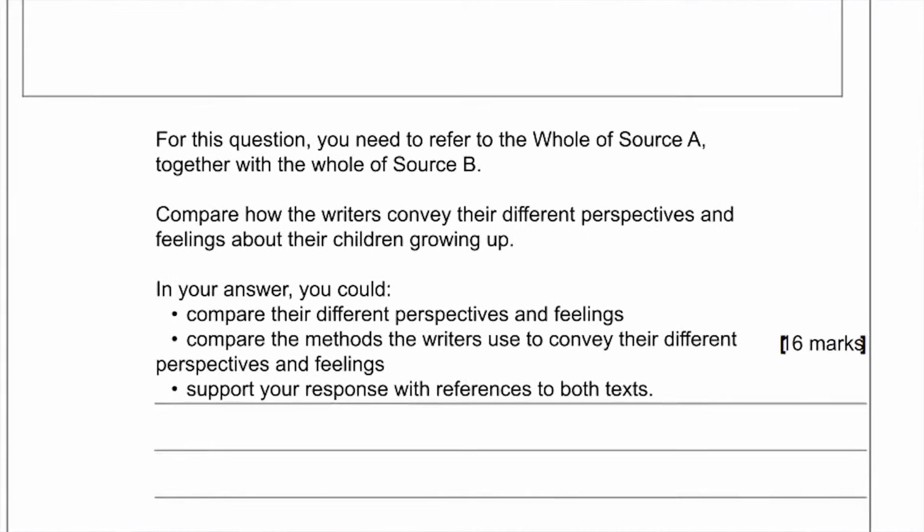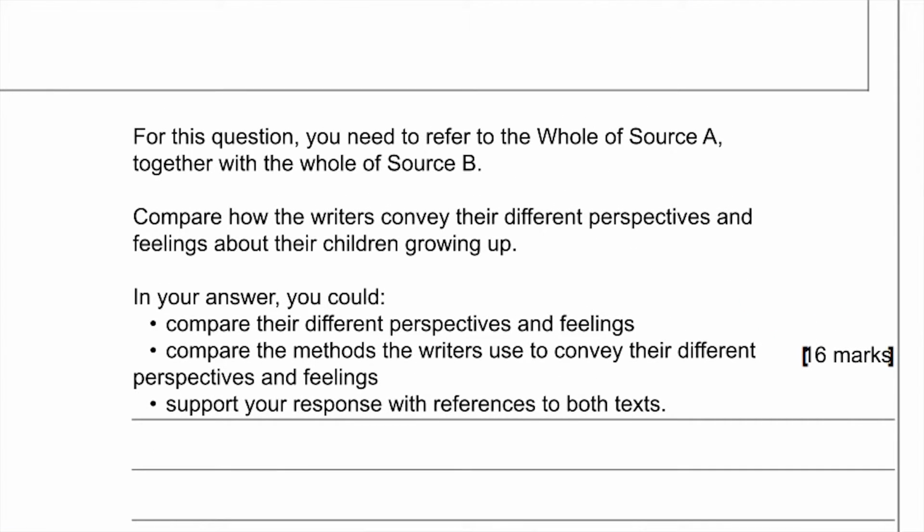With this question, we're told to refer to the whole of Source A together with the whole of Source B, meaning you can find your evidence anywhere, even if you've used it already for questions 1, 2 or 3. Remember though, the examiners aren't silly. The questions will usually be designed so that the portions of the text needed to answer question 4 will likely come from sections that you haven't yet explored.